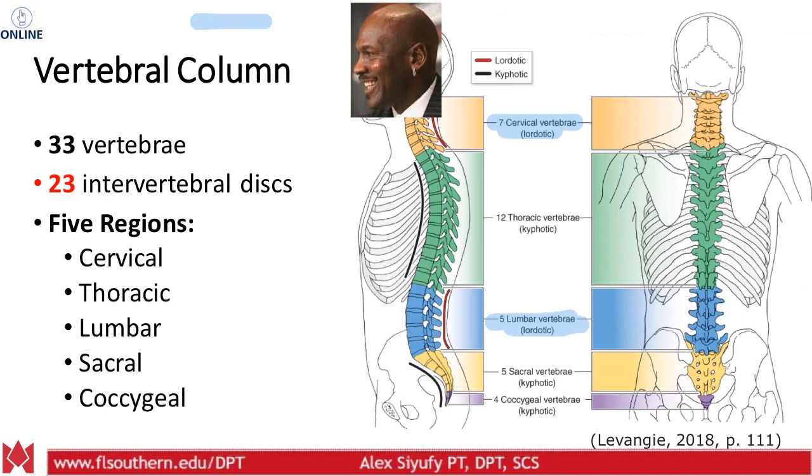One way I thought to remember that, we have 23 discs, and Michael Jordan, MJ, is number 23. So if that helps to remember, 23 discs. And you can see the alignment of those, and then certainly with aging and postural considerations, there are some changes to this.